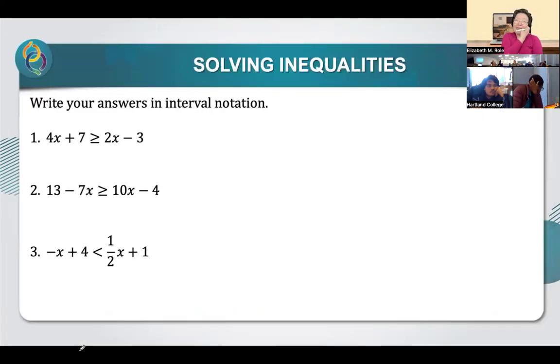Right. Okay, so just these simple problems here. Let's solve these inequalities. And we want our answers to be written in interval notation. Kindly do that. So we use the same principle for equality, except for that greater or less.